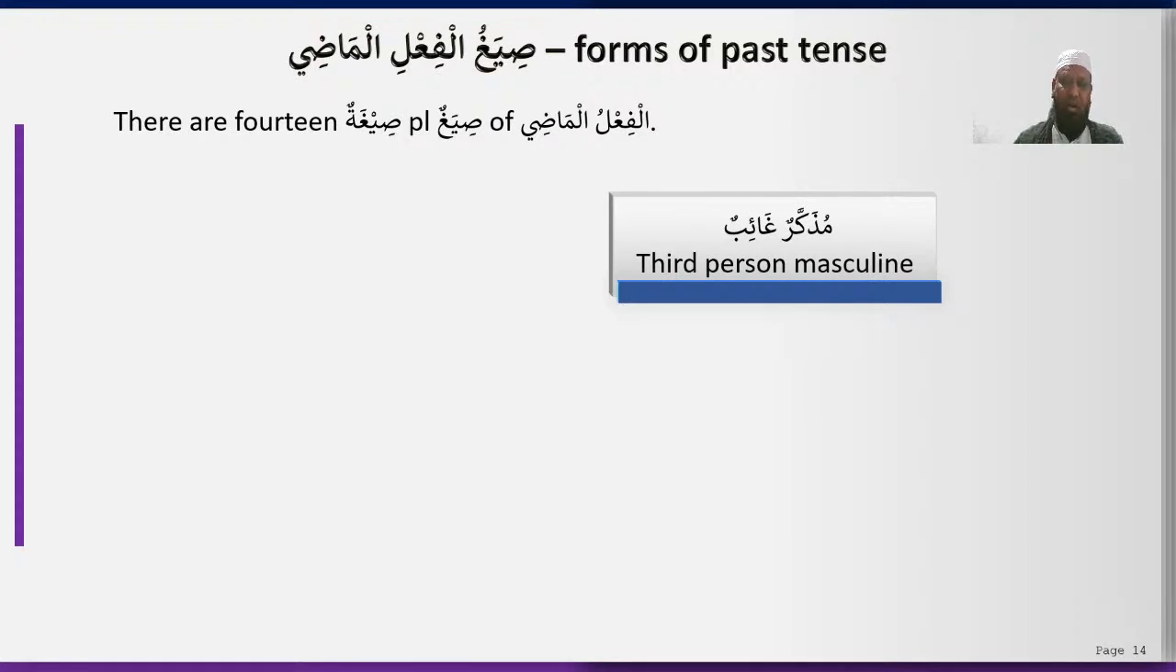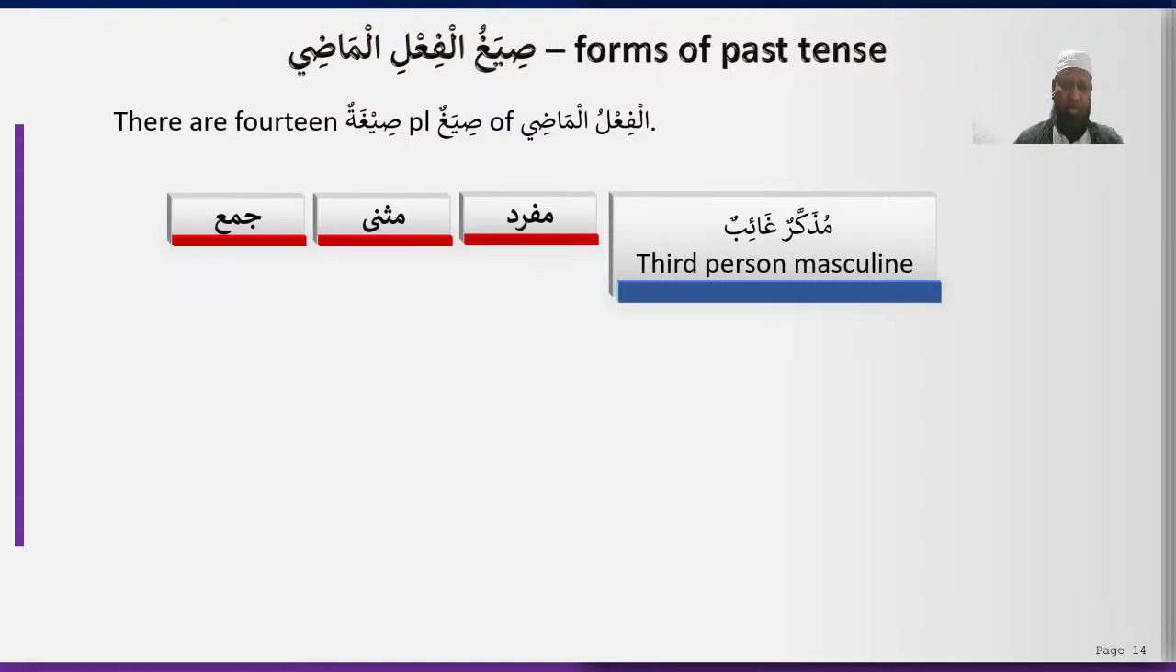So mudhakkar ghaib, third person, we can have mufrad, when we talk about someone, singular. We talk about someone, dual, that's 2 forms. Number 3, we talk about plural, that's 3. Okay. So for mudhakkar ghaib, we have 3 forms: mufrad, muthanna, and jama'.